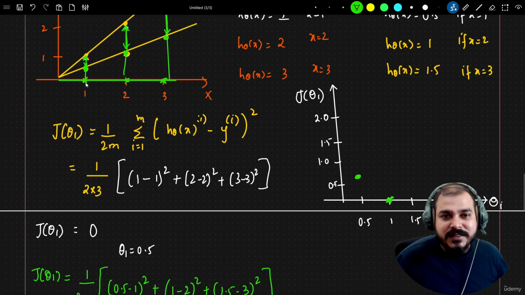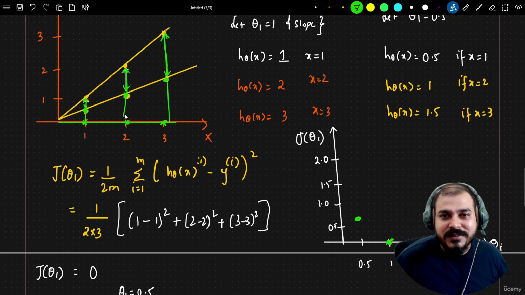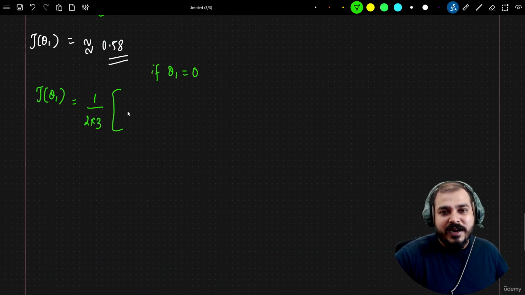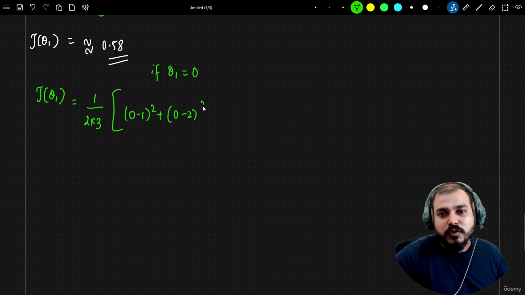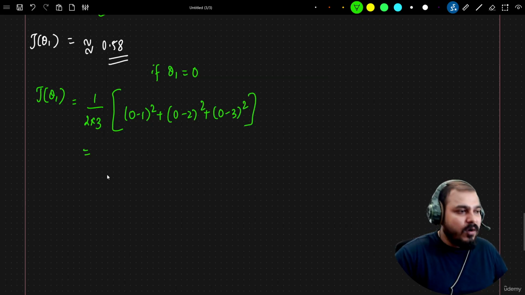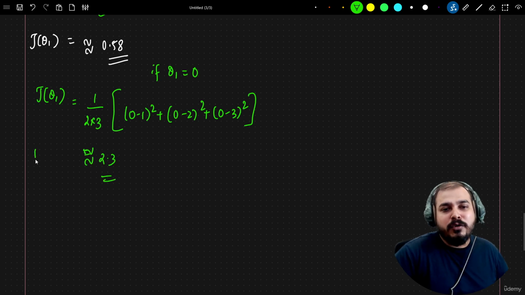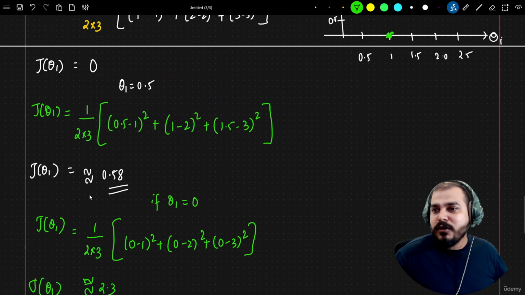And theta 1 is first 0, so (0 minus 1) whole square, then (0 minus 2) whole square, then (0 minus 3) whole square, right? So I'm just going to write like this: (0 minus 1) whole square plus (0 minus 2) whole square plus (0 minus 3) whole square. Now obviously this is not the best fit line. Obviously I am going to get my error quite high, somewhere around 2.3. So J of theta 1, when theta 1 is equal to 0, is nothing but 2.3.